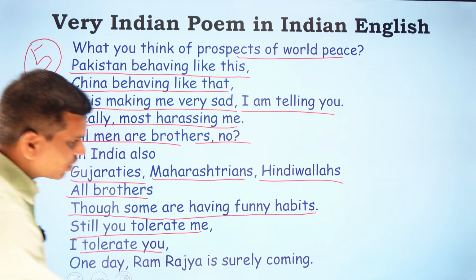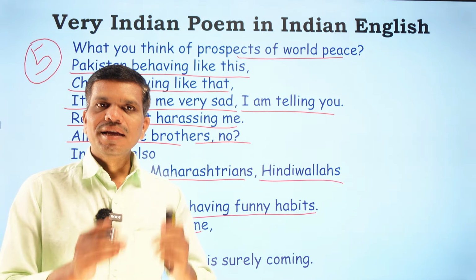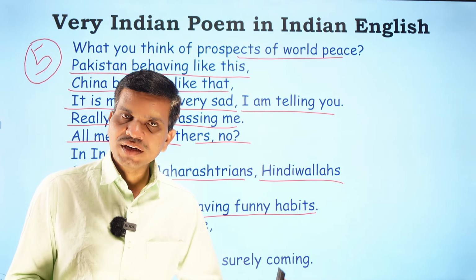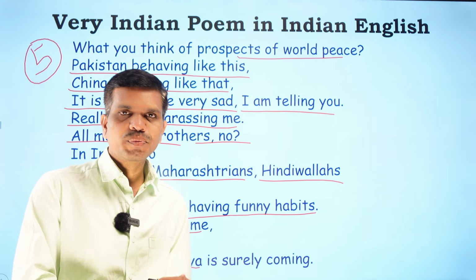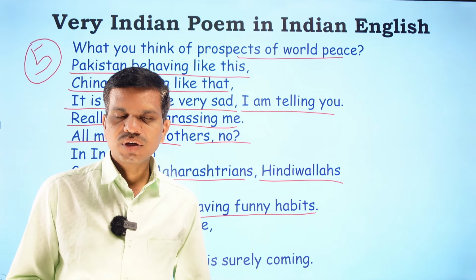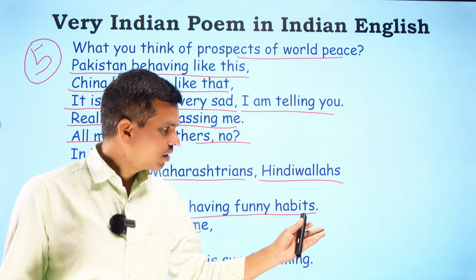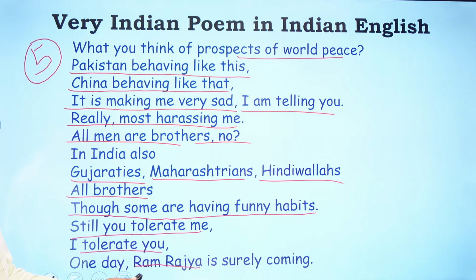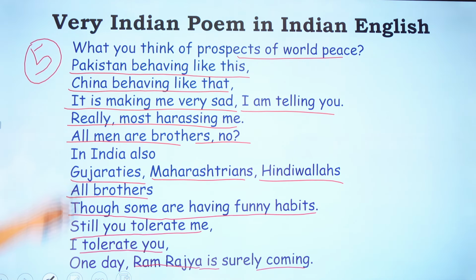Again, one day Ramarajya surely coming. Now he is giving the reference of Ramarajya. What is there in the Ramarajya? In Ramarajya we find that all people are happy. There are no problems, there is no violence, there is only peace, and we are leading to the Ramarajya. And he is hoping that one day this Ramarajya will come and all people become happy, and there would be peace and non-violence all over the world. So he is giving the reference of Ramarajya. Surely is coming. Again, is coming. This is the present continuous. Now this is the fifth stanza.